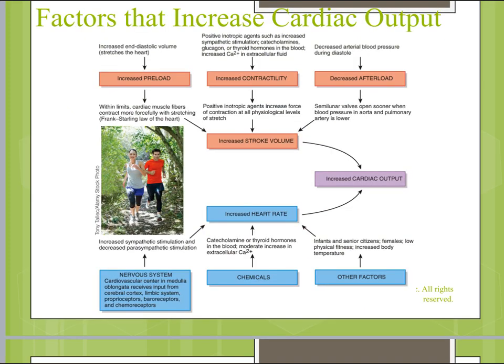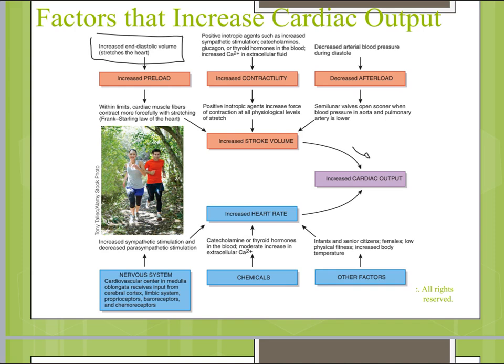Let's look at all the factors that increase the cardiac output. So let's start up here. Increased end diastolic volume. So increased end diastolic volume stretches the heart. This ultimately increases preload. Within limits, those cardiac muscle fibers contract more forcibly with stretching. This follows the Frank-Starling law of the heart, increases stroke volume, increases cardiac output.